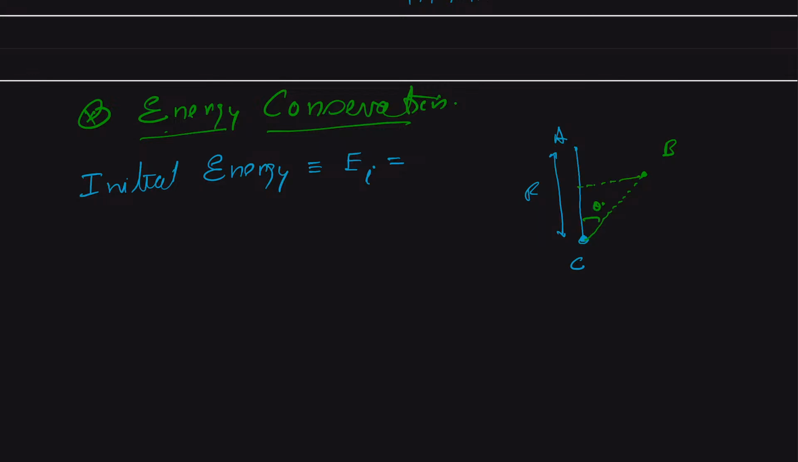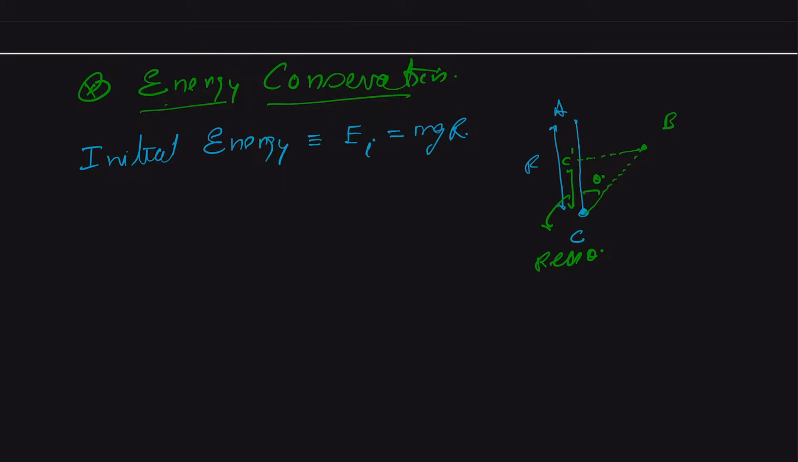Let us call this C prime. Then this C prime will be equal to r cos of theta. So there will be only the potential energy at point A, that is our initial energy, which will be equal to mgr. And we come to the final energy that we are going to calculate at point B.